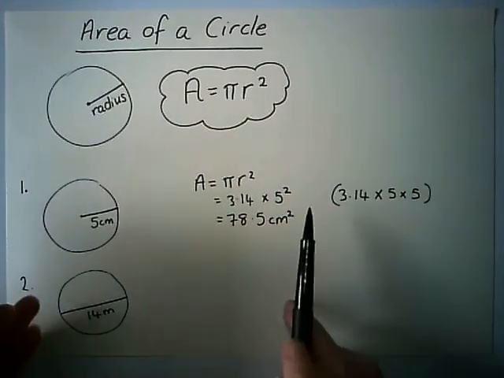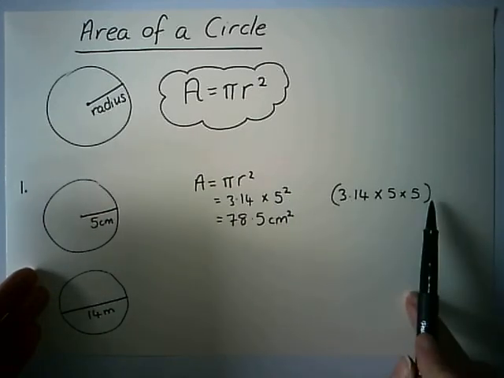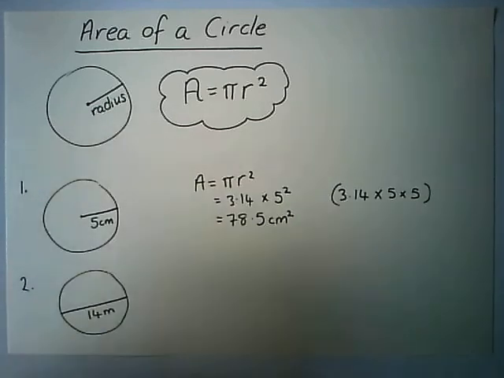If you did not have the squared button, if you didn't have a scientific calculator, you would just type in this into your calculator and it would come up with the exact same answer.